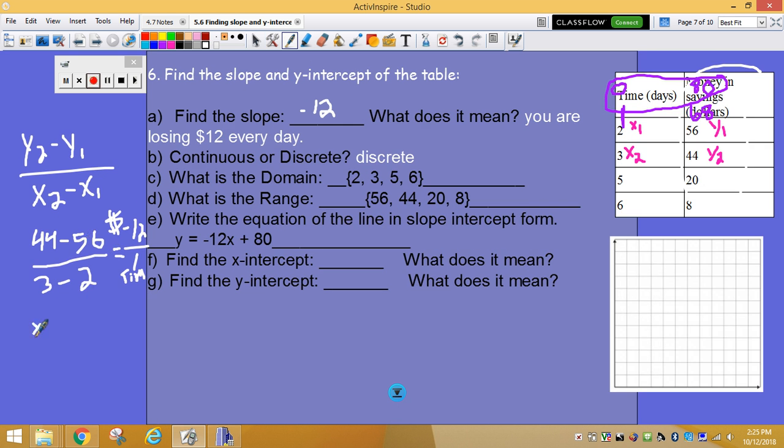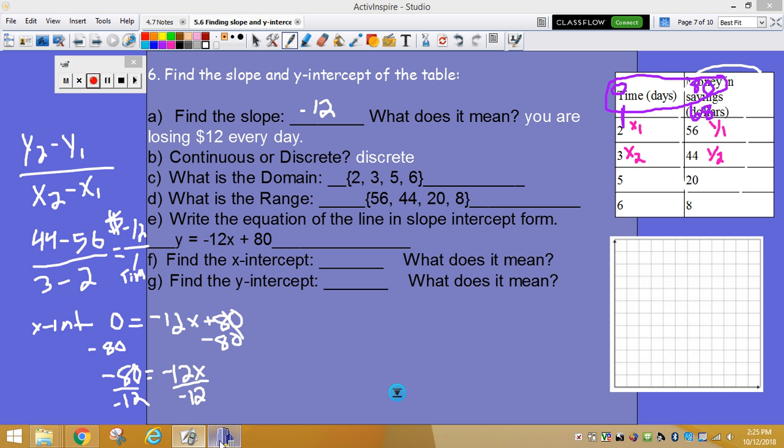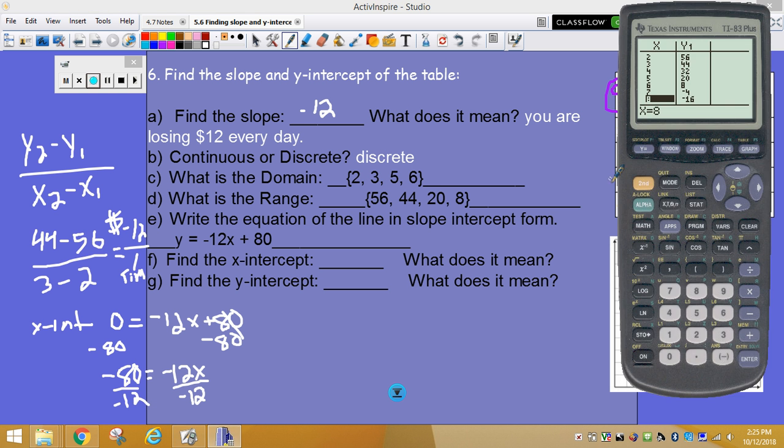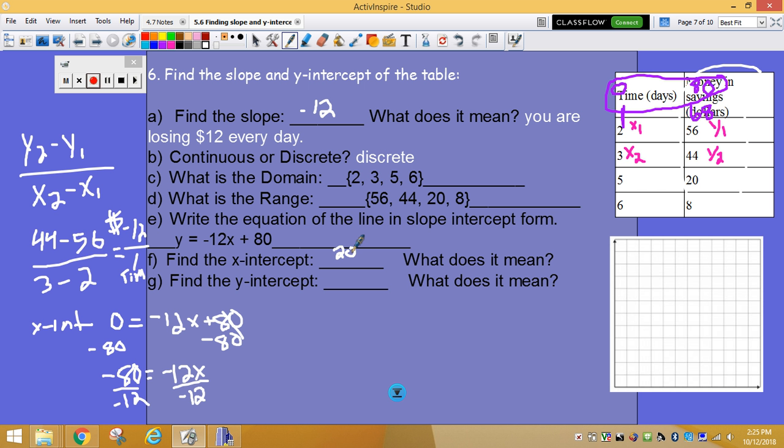So to find the x-intercept, remember we plug in 0 for y. So I have 0 equals negative 12x plus 80. So I would subtract 80 to move it over. So I got negative 80 equals negative 12x. Divide by negative 12. Negative 80 divided by negative 12 is, let me change it to a fraction, 20 over 3. So my x-intercept is 20/3.